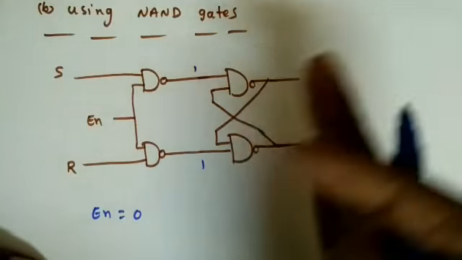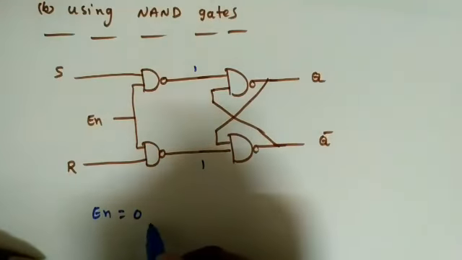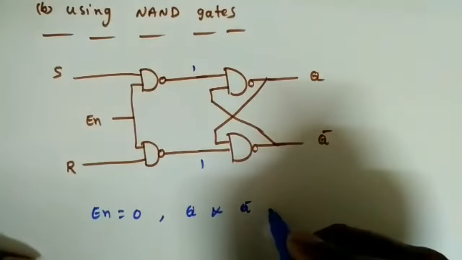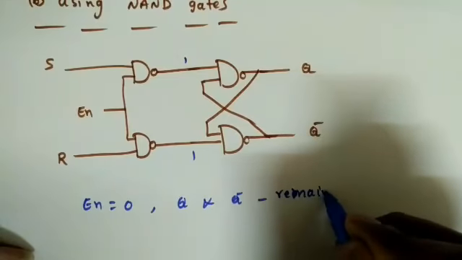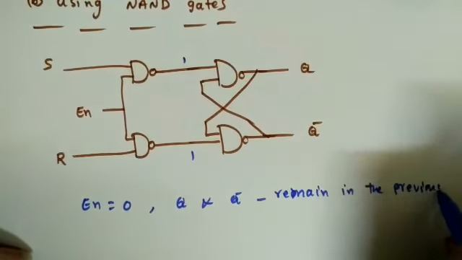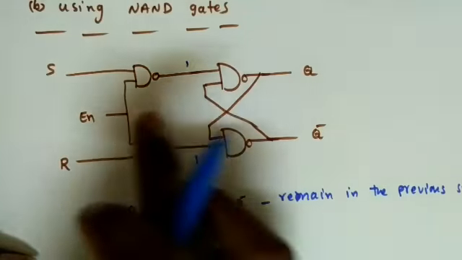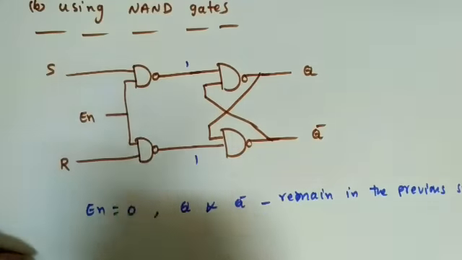If I give 1 1, I will get what? No change in the state. So for enable pin equal to 0, Q and Q bar in this latch will remain in the previous state. So that is the reason why we are using the NAND gates in front of these two NAND gates, for the enable pin and S, R.